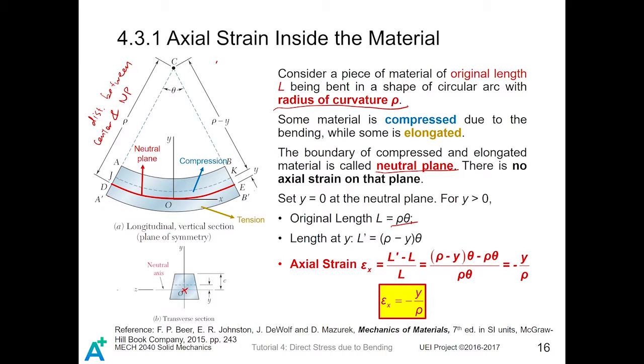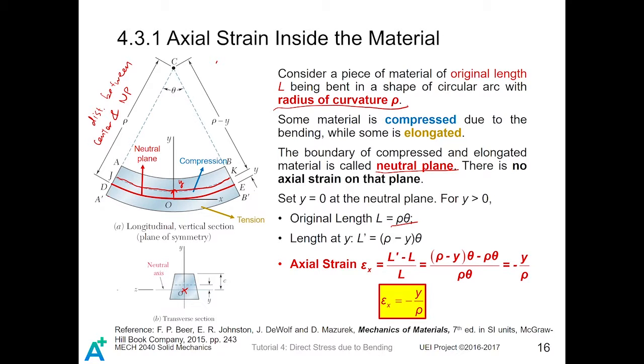The original length of the material, which is the length of the neutral plane, is given by L equals ρθ, where θ is the angle subtended by the center as well as the end of the material. Then consider the length at a different position of the material, say y. If y is positive, that means we are talking about the material which is in the compressive region.